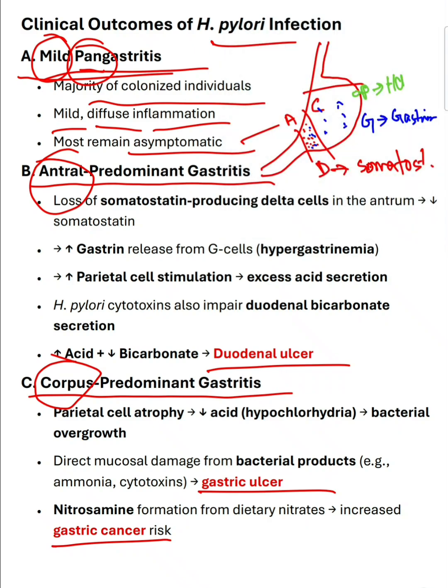Now normally the somatostatin released from the D cell, that delta cell, that somatostatin has many functions, and among that one important function is to inhibit the secretion of gastrin from G cells. Again, somatostatin inhibits secretion of gastrin from G cell, but gastrin is known to stimulate secretion of hydrochloric acid from the parietal cells. It's important.